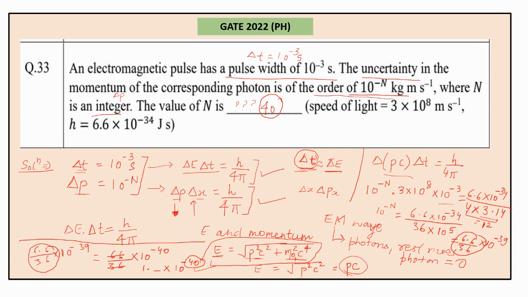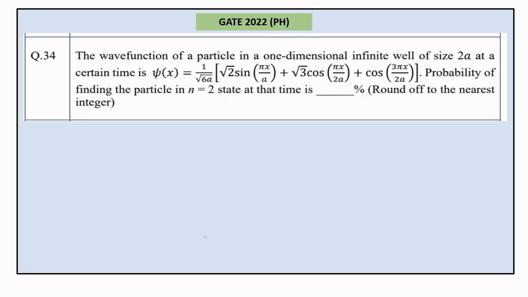This value can also come 10 raised to the power minus 39. If you see 6.6 divided by 36, it will come 66 by 360. It will come 0.something, 0.2 into 10 raised to the power minus 39. When I saw the solution sheet, it was given that it will vary from 39 to 40. But I was getting 40 as the correct answer, because if you look here, it is 1.something and exact 10 raised to the power minus 40. So yeah, it will vary. Okay, I'm moving to the next question.